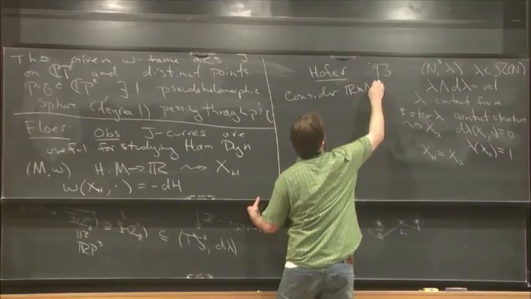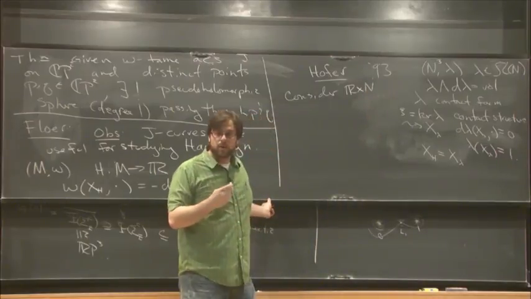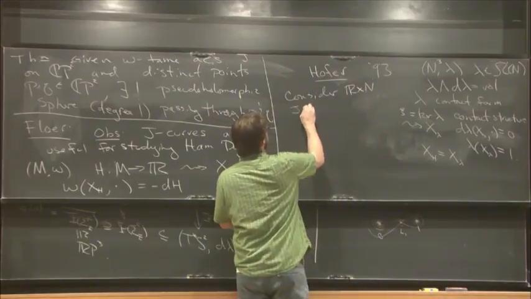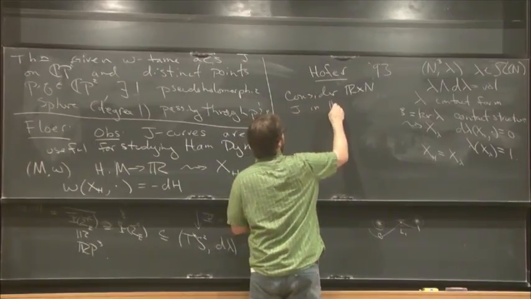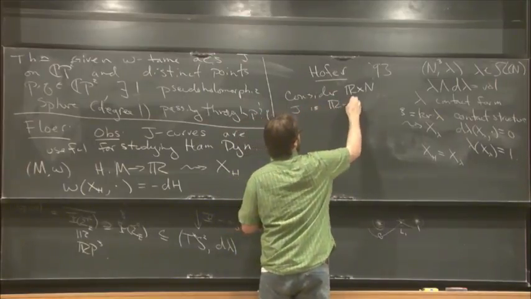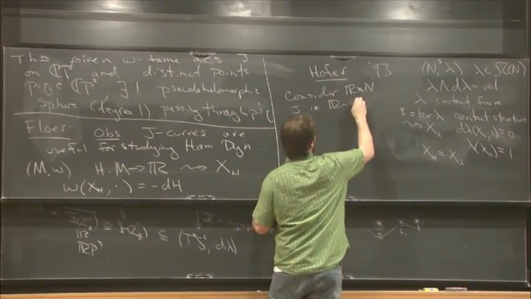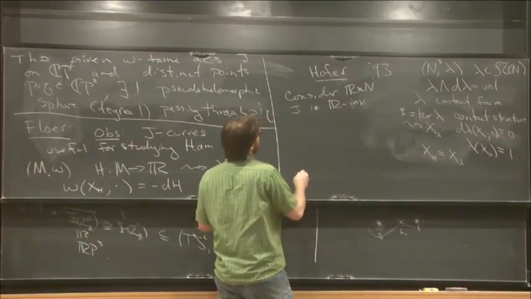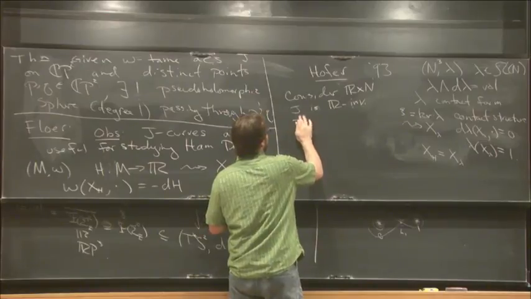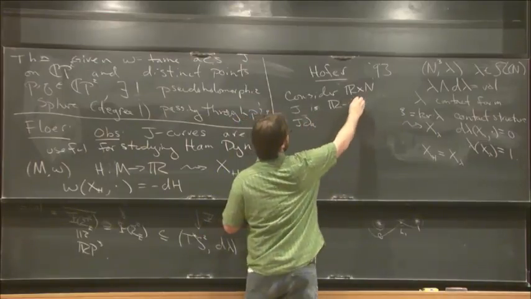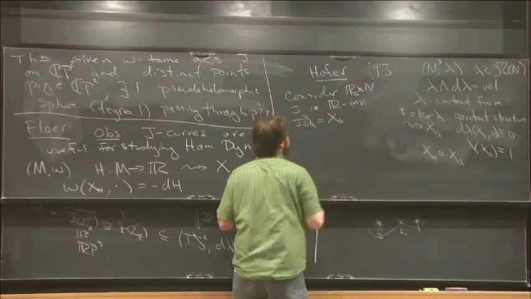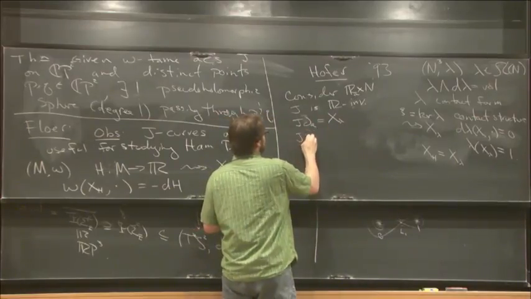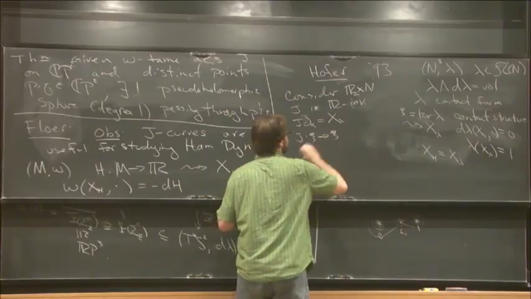R cross N. So now, a four-dimensional manifold. And we can put an almost complex structure on it. So we'll say that the almost complex structure is going to be R invariant. It's going to take the symplectization vector field to the Reeb vector field. And it's going to map the contact structure to itself.